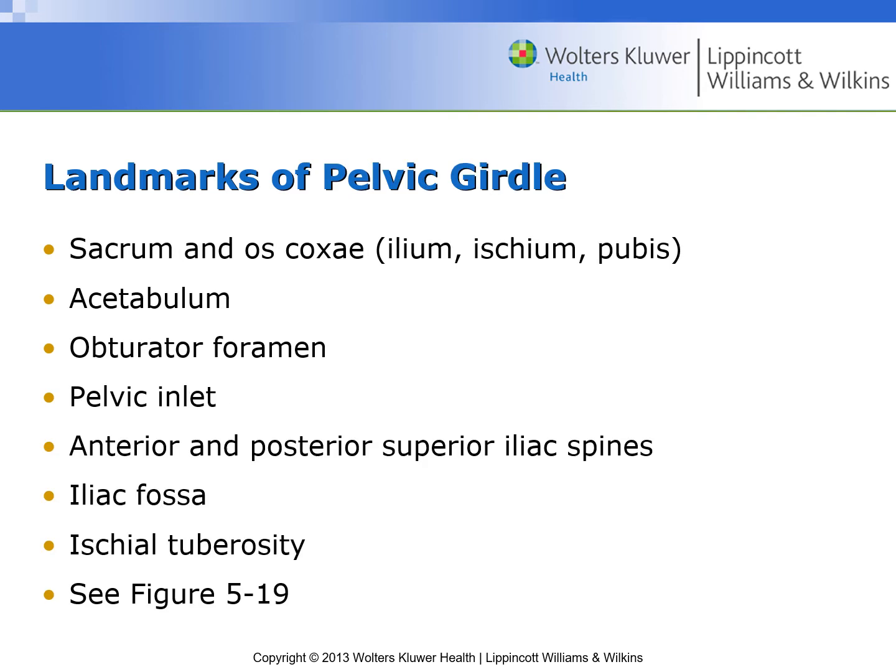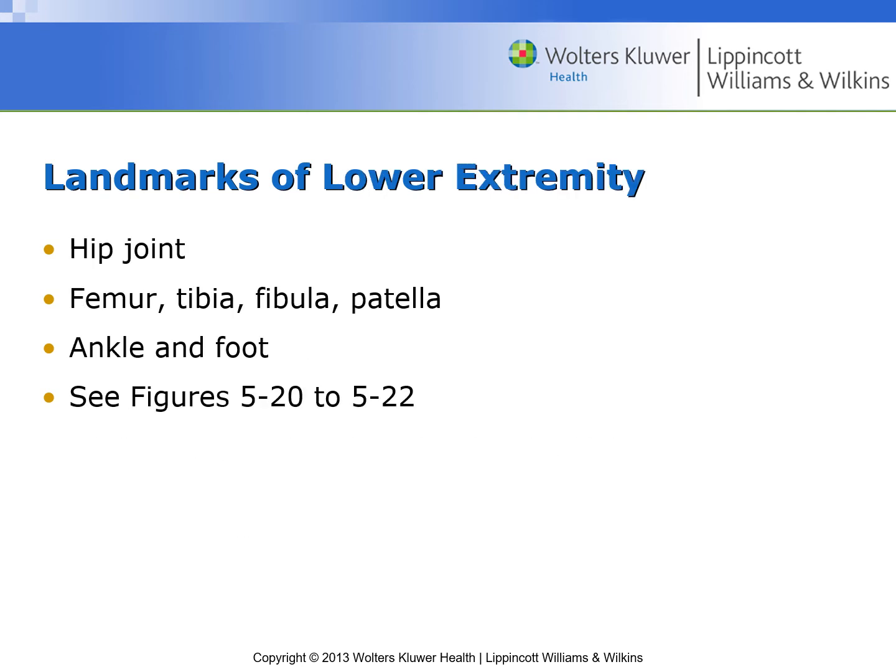Now let's take a look at the landmarks of the pelvic girdle. We have the sacrum and the os coxae, which consists of the ilium, the ischium, and the pubis. We have the acetabulum. We have the obturator foramen. We have the pelvic inlet. We have the anterior and posterior superior iliac spines. We have the iliac fossa. We have the ischial tuberosity. The landmarks of the lower extremity, we have the hip joint, the femur, the tibia, the fibula, and the patella. We also have the ankle and the foot.